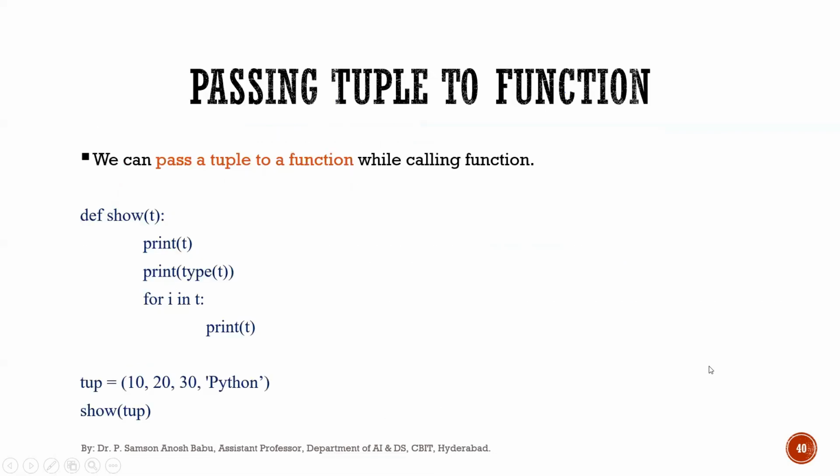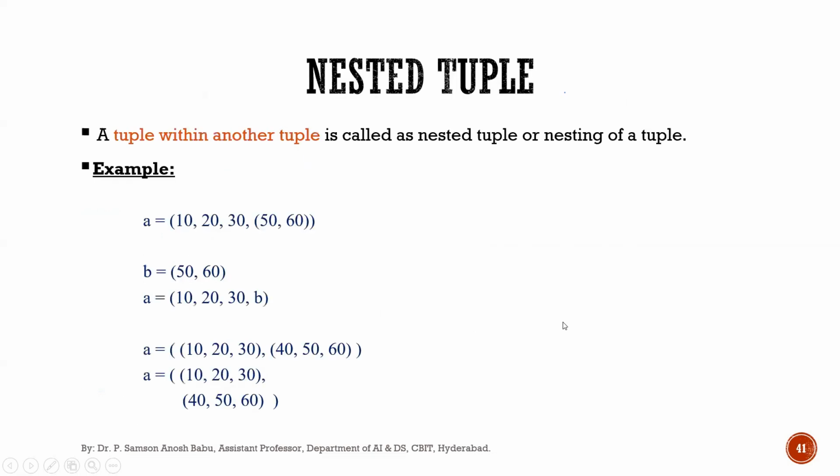We can pass a tuple to a function. We can pass a tuple to a function by calling the function, similar to the list. We can have one tuple, that is 10, 20, 30, and Python. We can call the function show, and we can pass this tuple as an argument to this show function. Here, show of t, the t is the argument. It will consider this tuple 10, 20, 30, and Python, and it will print the same tuple as output.